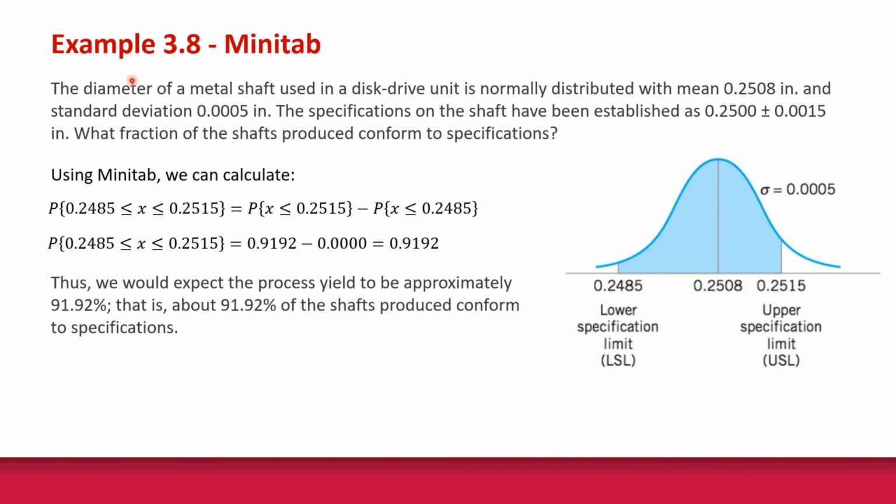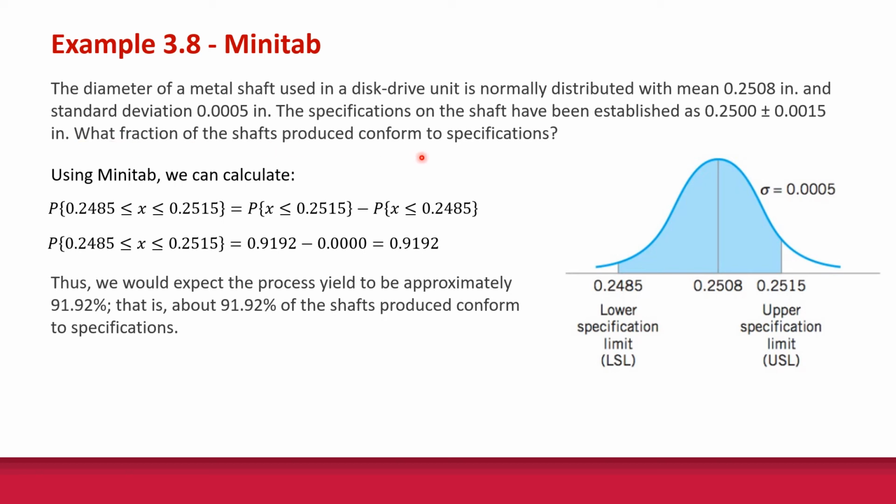Let's do another one from the textbook, example 3.8. So here we have the diameter of a metal shaft used in a disk drive unit that is normally distributed with mean 0.2508 inches and standard deviation 0.0005 inches. The specification of the shaft has been established as 0.2500 plus or minus 0.0015 inches. What fraction of the shafts produced conform to specifications?